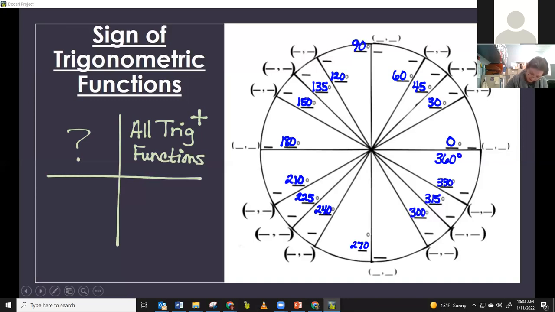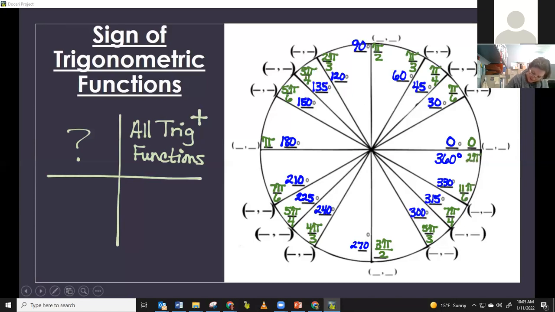We want to be able to do our radians as well. 0 radians, pi over 6, pi over 4, pi over 3, pi over 2, 2 pi over 3, 3 pi over 4, 5 pi over 6, pi, 7 pi over 6, 5 pi over 4, 4 pi over 3, 3 pi over 2, 5 pi over 3, 7 pi over 4, 11 pi over 6, and 2 pi.